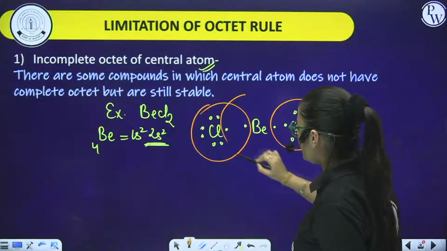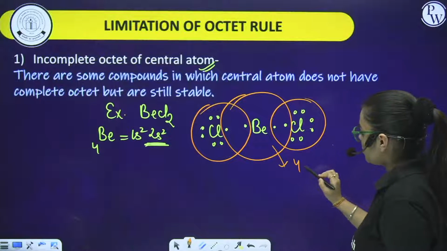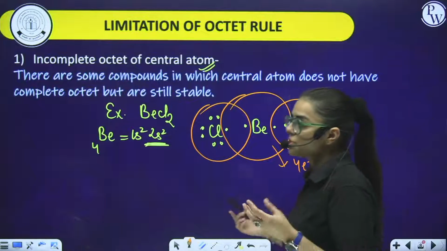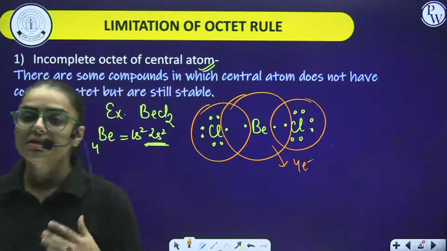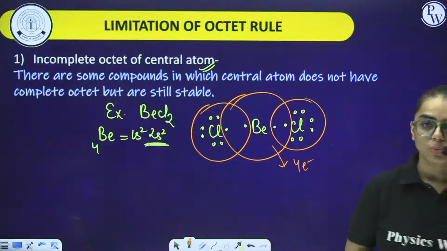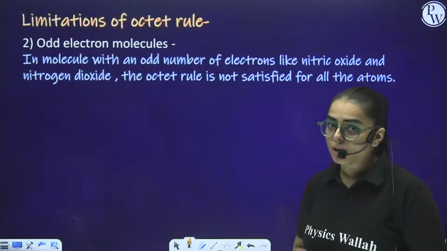But if I talk about beryllium, see how many electrons in beryllium? 1, 2, 3, 4. 4 electrons. It should have a complete 8 electrons, but it is completing only 4 electrons, which is an incomplete octet. So basically, it completes an incomplete octet over here. Hence, this rule failed. There are many examples of the incomplete octet you can take from NCERT.